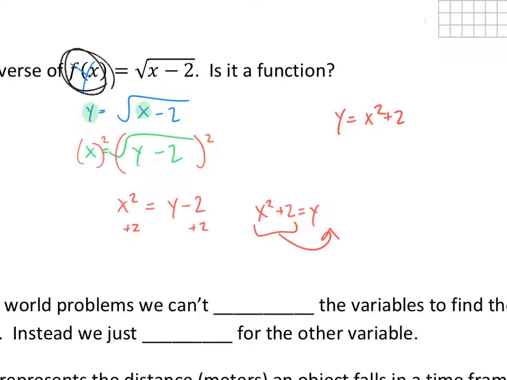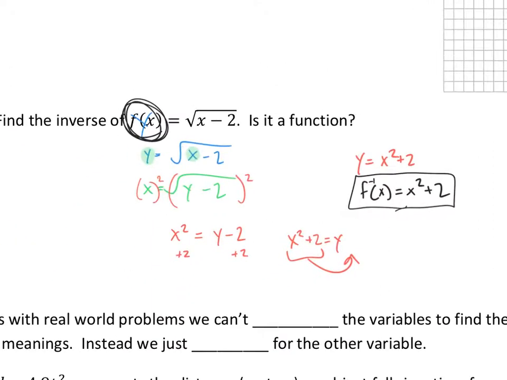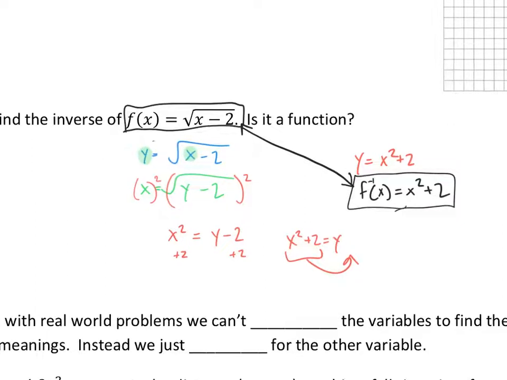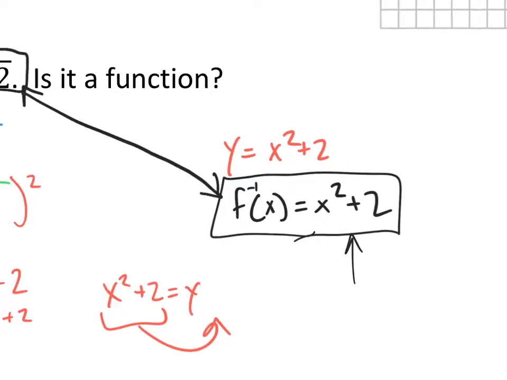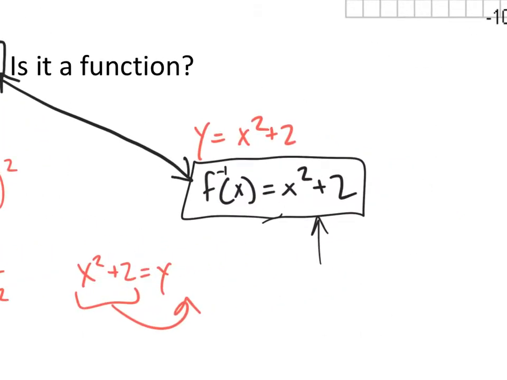Back in the original problem, we took f of x and made it y. So I need to put it back as f of x. And we also need to put its negative 1 up there. And this now tells us, I'm going to erase this so we can see it, that here's function f of x. Here is its inverse. And is it a function? Yes. This is quadratic. And you don't know how to graph this one yet. That's going to be in the next section. But this function is quadratic. It's x squared plus 2. So yes, it is a function.